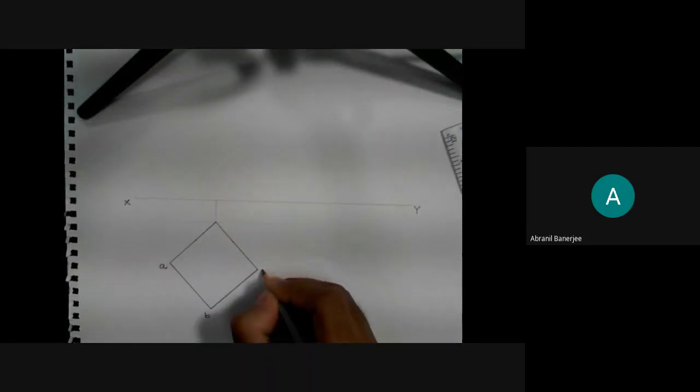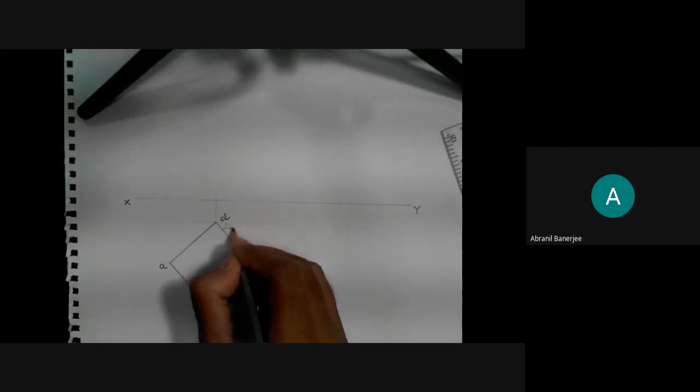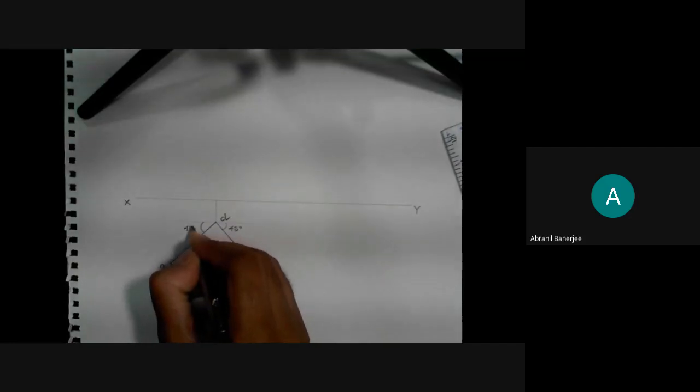So thereafter, if you can see now, let us call it A, B, C, D. Can you tell me the AD side and DC side are equally inclined to the vertical plane? Can I say that? Yes or no? Yes, sir. Because this is 45 degrees and this is also 45 degrees. Fair enough. Let us draw its front view.